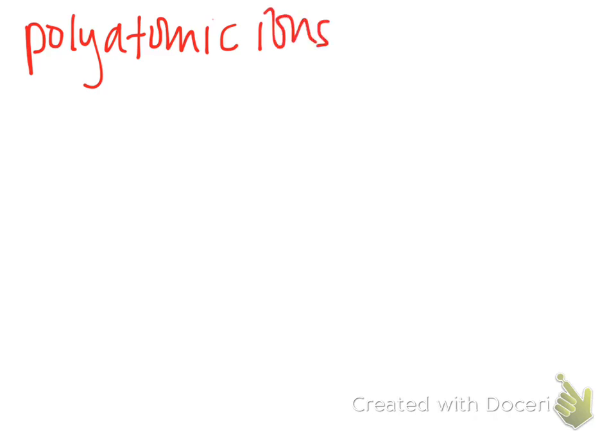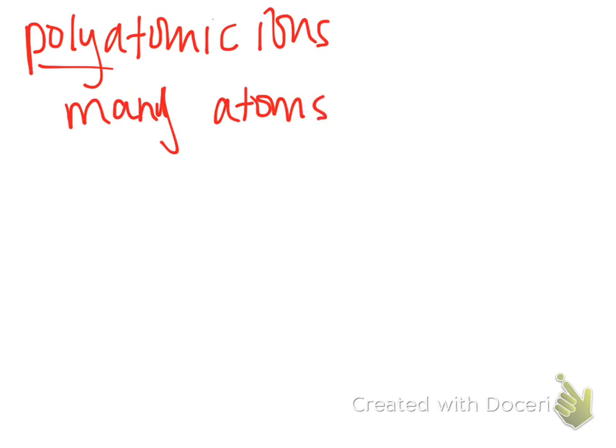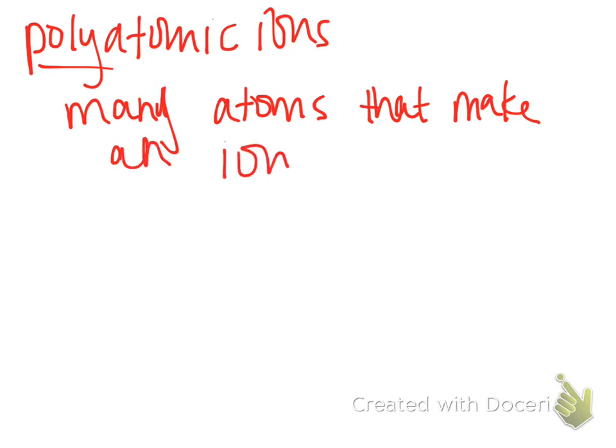Next is something called polyatomic ions. Okay, what do you think poly means? Polyatomic ions are different than monatomic ions because they have more than one or many atoms that make an ion. They have many atoms together.